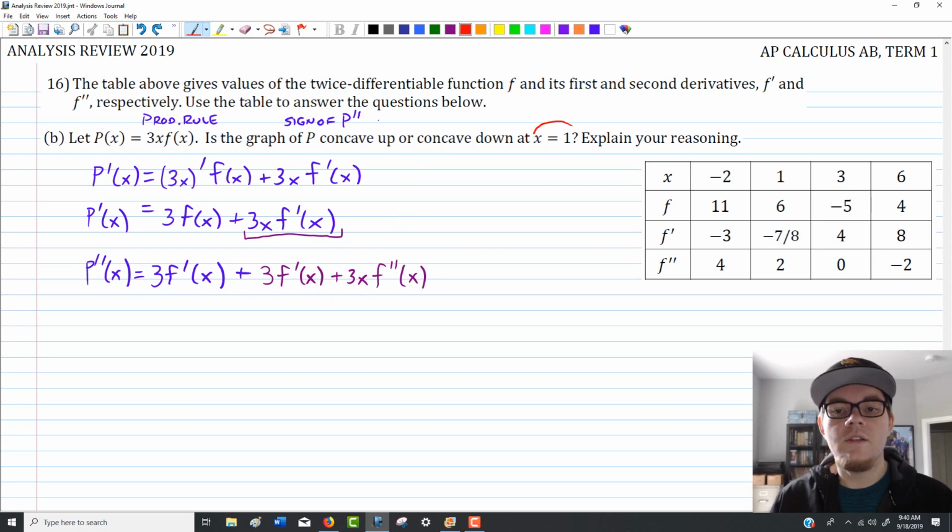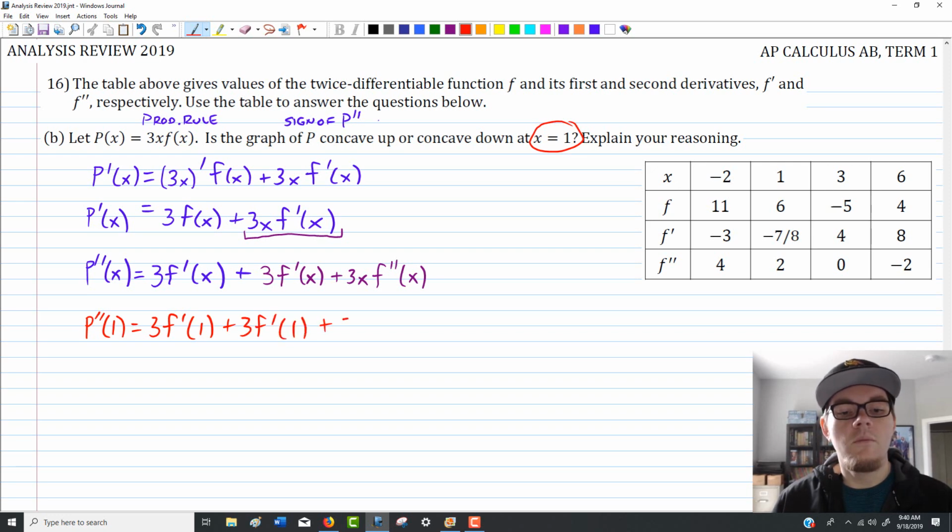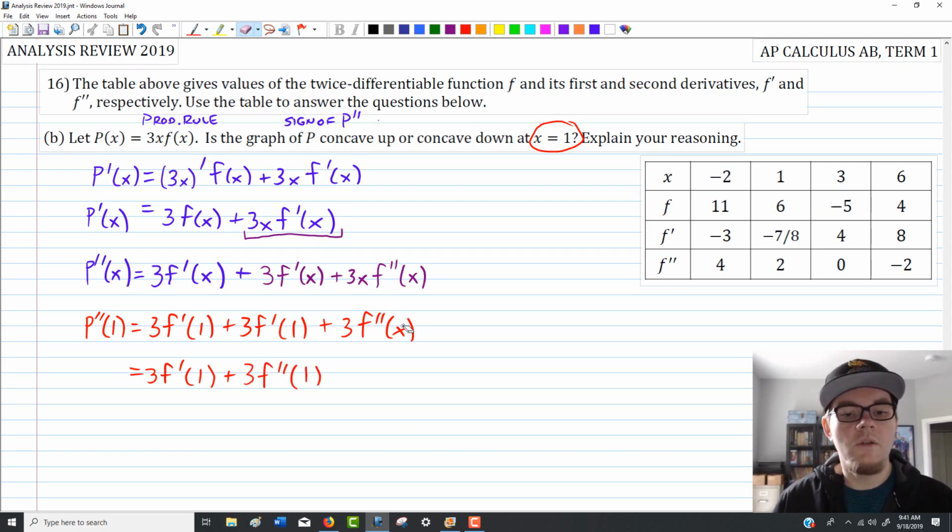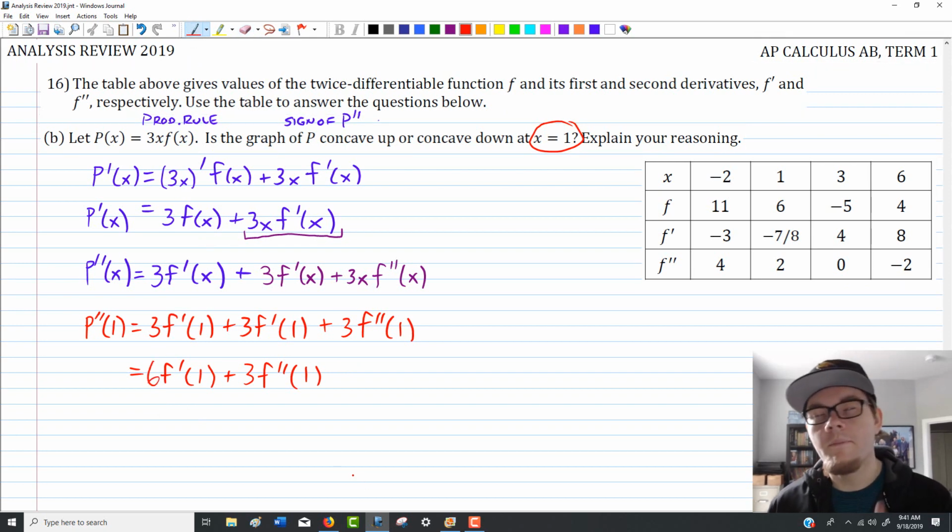And we're interested in the second derivative at specifically x equals 1. So let's compute p double prime of 1. That'll be 3f prime of 1 plus 3f prime of 1. Interesting, there's two of those. Plus 3 times 1, or 3f double prime of 1. Sorry, I made a mistake up there. Should have said 1. There we go. And now, oops, I combined like terms and I didn't even simplify. 3f prime of 1 plus 3f prime of 1 is 6f prime of 1.